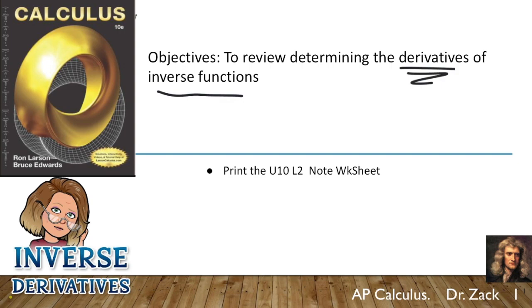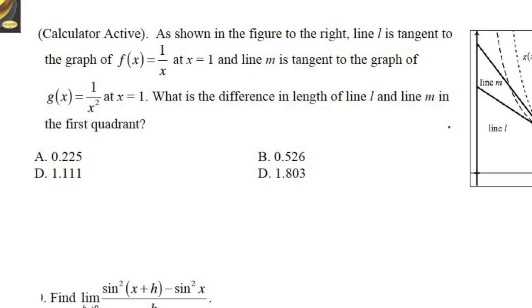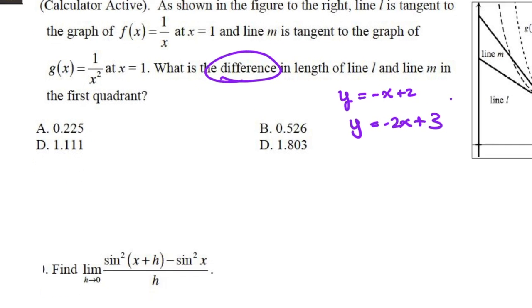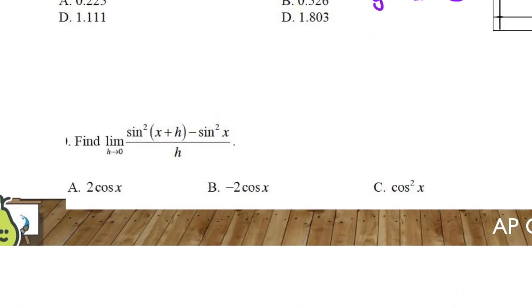So let's get started. For number one, did you write the equation of your tangent line? So once again, that rather sneaks up on you. So L is going to be negative x plus 2, and M is going to be negative 2x plus 3. So from the equation of the tangent lines, you can use your distance formula. And since you're looking for the difference, make certain you subtract your two answers.